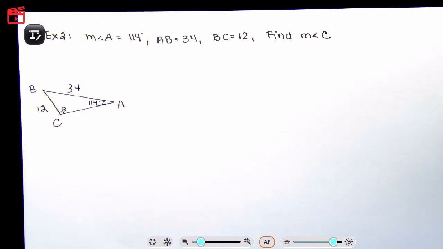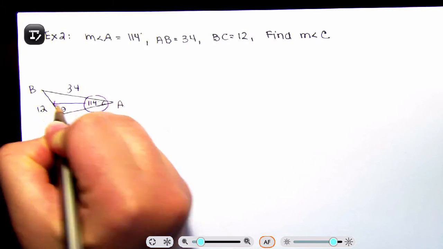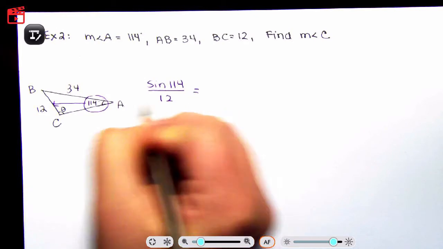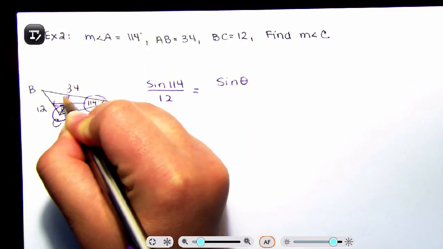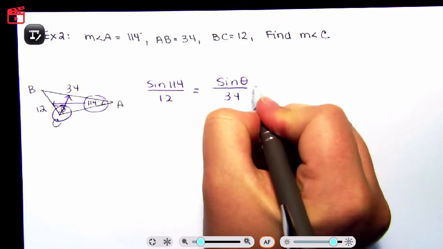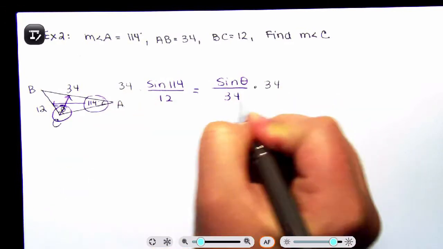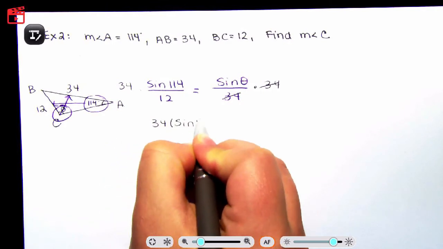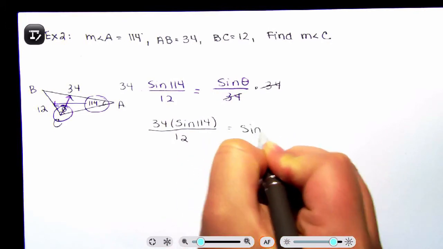Again, start with what you have, work with what you know. So I have an angle and a side. So sine of 114 over 12. I have an angle, this is what we want, so we want sine of theta, and I have my side, which is 34. Step number one is always to get sine of theta by itself. So I'm going to multiply 34 to both sides. So I have 34 times sine of 114 degrees over 12, and that's equal to sine of theta.